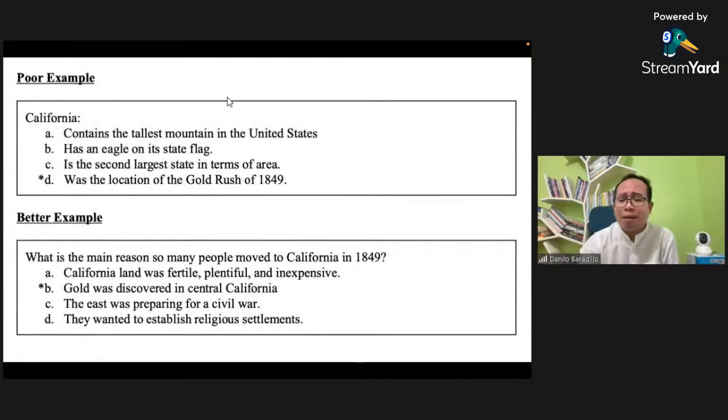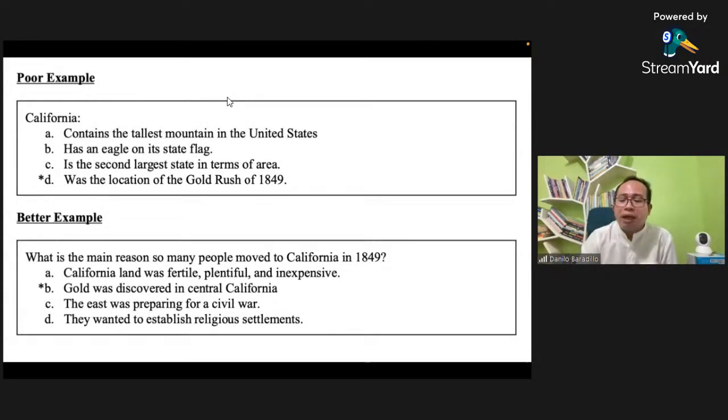Okay, let's have, for example, here, a very poor example and a better example. California: A, contains the tallest mountain in the United States. B, has an eagle on its state flag. C, is the second largest state in terms of area. And D, was located in the gold rush of 1849. This is very much confusing because the stem does not even have a problem, right? It does not even have a problem.